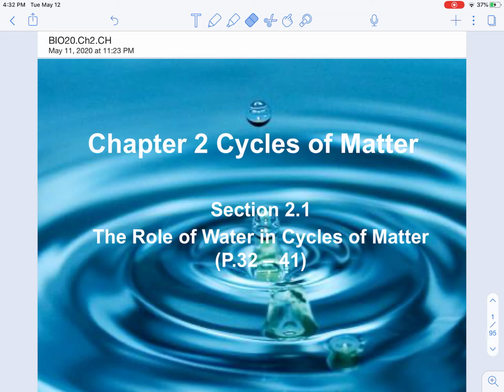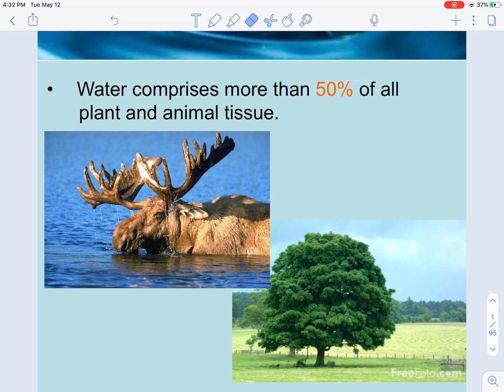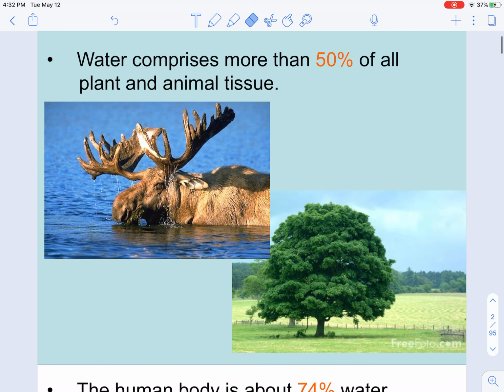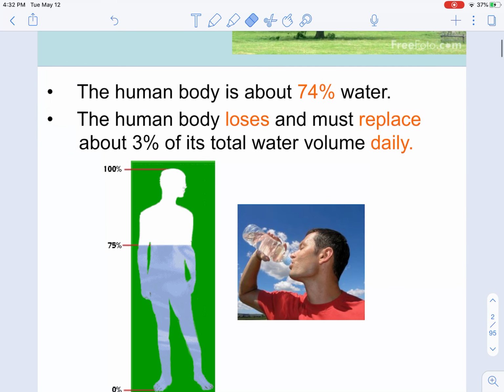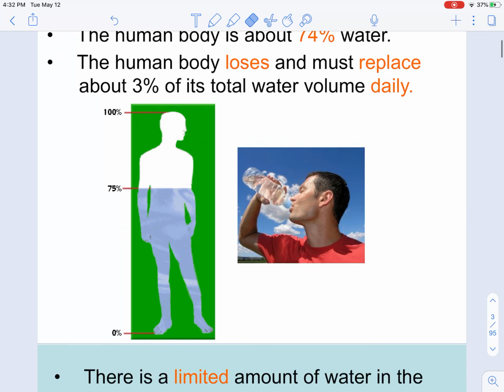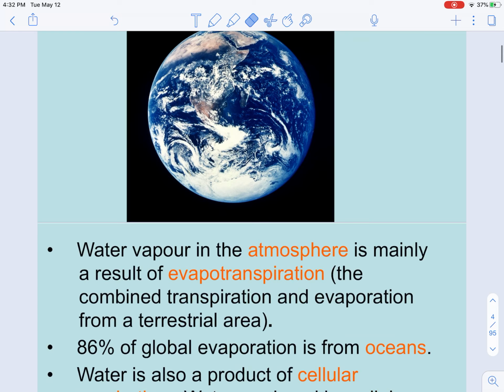We're looking at water today with some familiar concepts that you may have heard of in Science 10, as water properties were discussed in there as well. It's 50% or more of all plant and animal tissue, and our body is about 74% water, so it's a big deal in our body, has lots of uses.